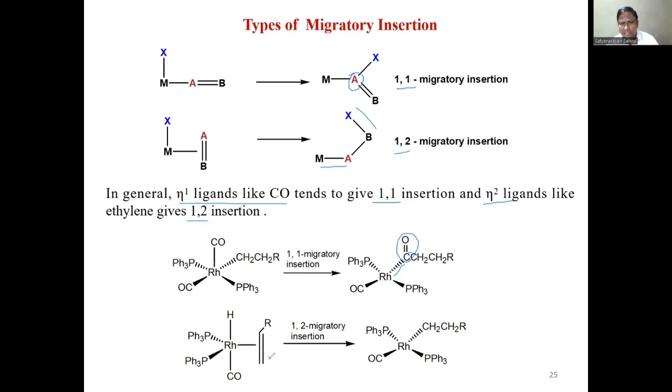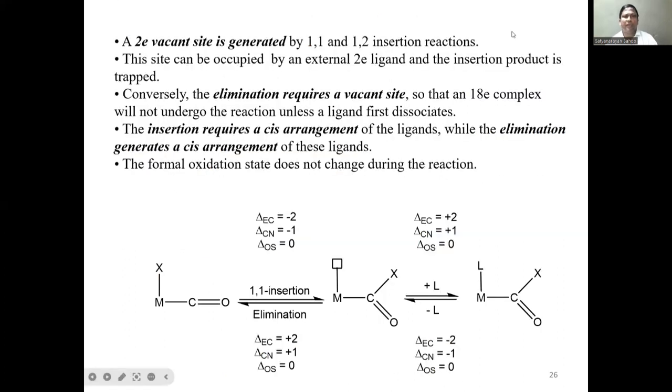Let us say this is 1, this is, let us say, 2. So this rhodium is bonded to carbon number 1 and hydrogen is bonded to carbon number 2. So the two new bonds which are formed are to two different atoms. Now you can see, a vacant site is generated by this 1,1 or 1,2 insertion reaction, and this is to be occupied by the incoming ligand, which is a 2 electron donor. And we can see a cis arrangement is required. It is a must. And we'll see the detail of this insertion or elimination reaction, which is a reverse.